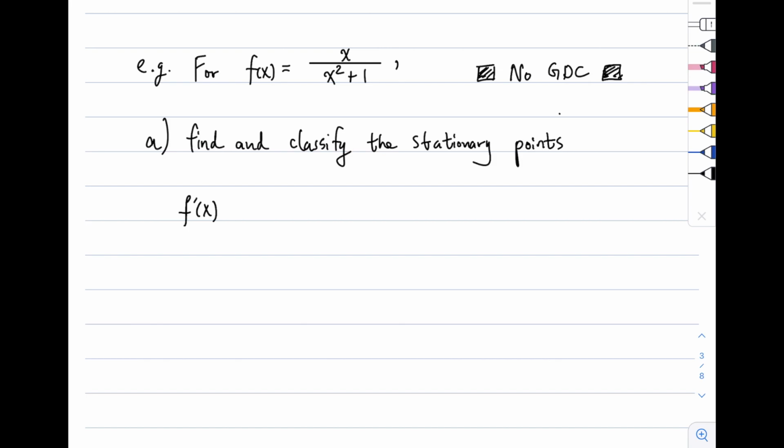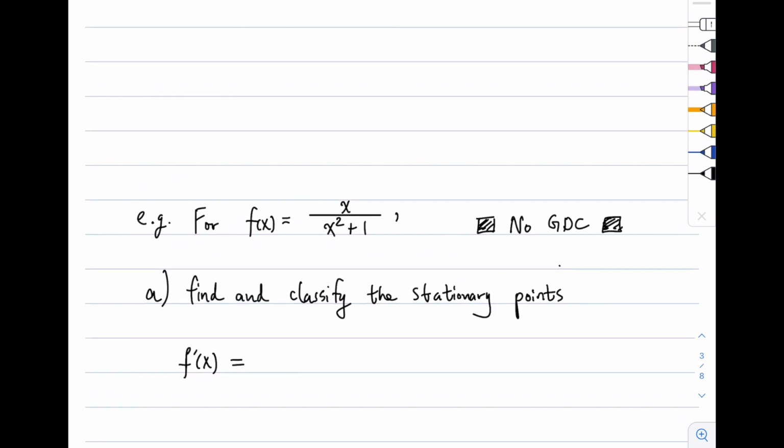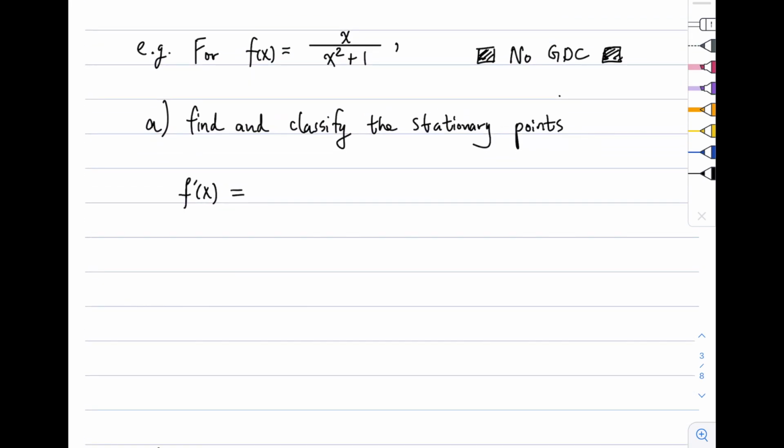So quotient rule says, take the derivative of the top. Derivative of the top is just 1 times the denominator. Denominator is x squared plus 1, so I'm just going to write that as 1 times x squared plus 1. Take away the top, so the function at the top is x times derivative of the bottom. The bottom's derivative is 2x. So we're going to have take away x times 2x. And then don't forget we need to divide by this denominator squared.